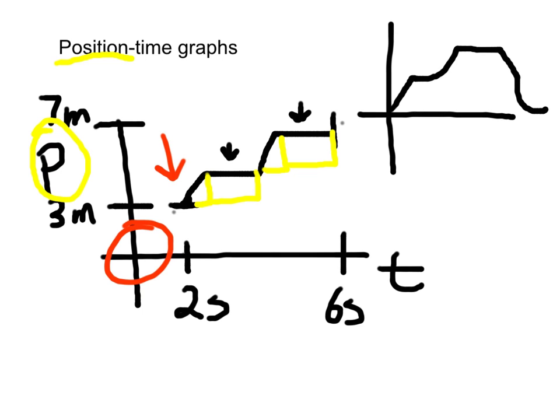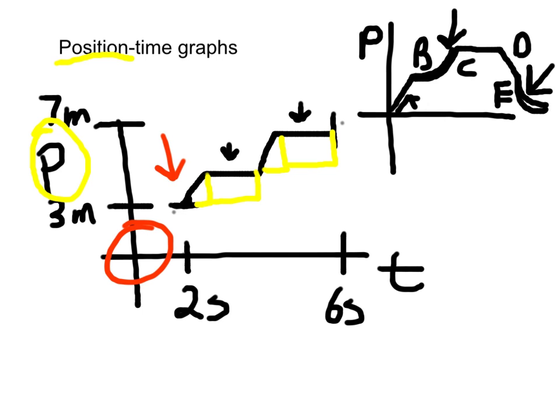Then I might label it parts A, B, C, D, E, and say something like, when was the person moving forward and accelerating? Accelerating would be the curve moving forward here, going up the position time graph. Here would be accelerating and going backwards. Here would be standing still, and so forth.